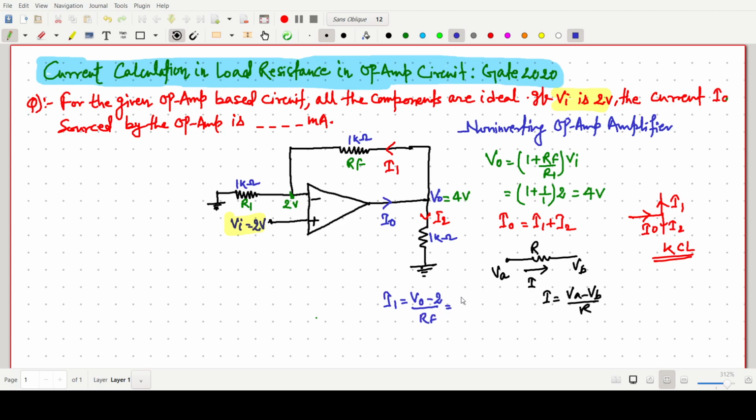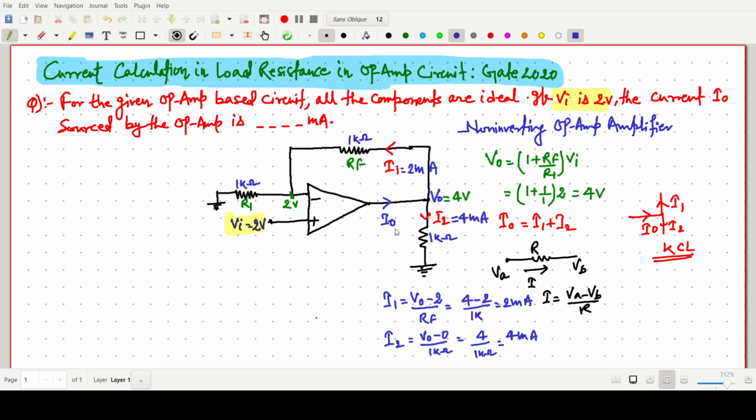We can directly write V naught is 4 volt, so 4 minus 2 by 1 kilo ohm, so it should be 2 milliampere. So this value will be 2 milliampere, V naught minus 2 volt by this one. Similarly, I2 we can write V naught minus 0 by 1 kilo ohm. So it should be 4 minus 0, 4 by 1 kilo ohm, so 4 milliampere. So I2 will be 4 milliampere.